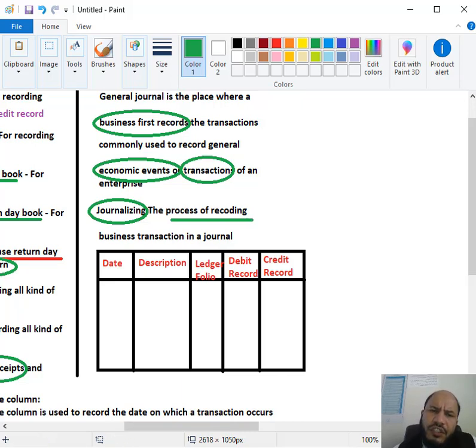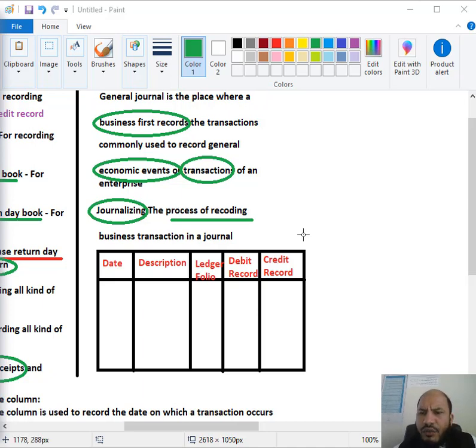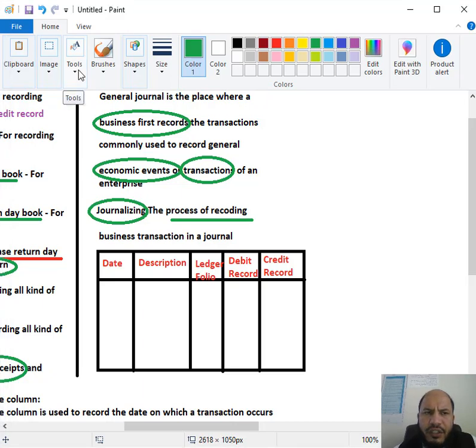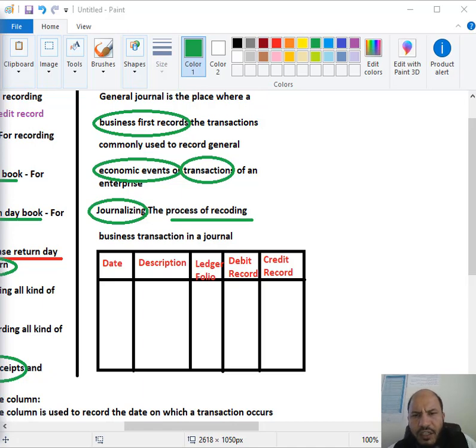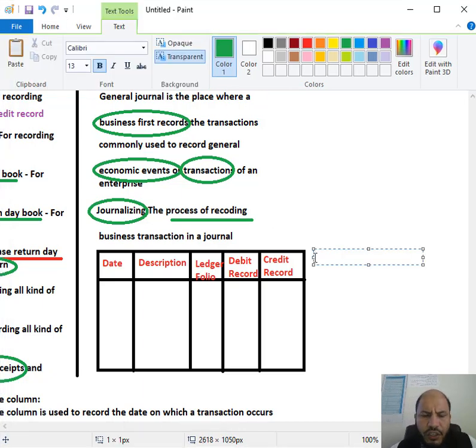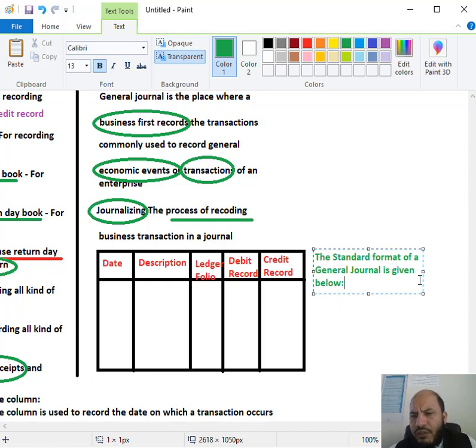Dear students, now we will explain the general journal format, the standard format of general journal. What is the standard format, and how can we draw the general journal? So let's explain the standard format of general journal. Dear students, if you see over here, we have a 5-column table. This is the standard format of general journal.